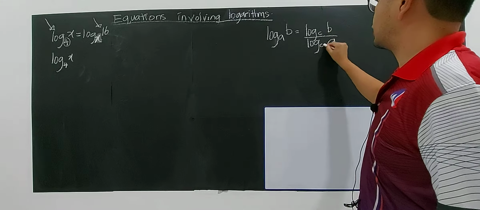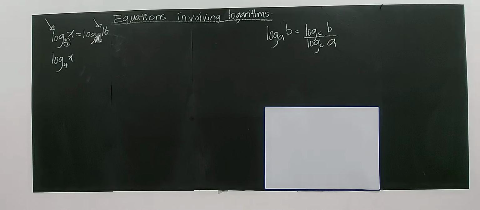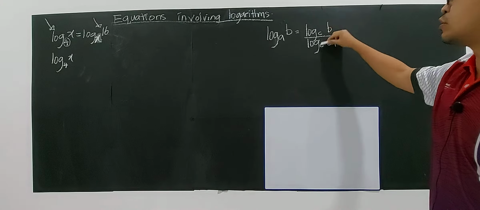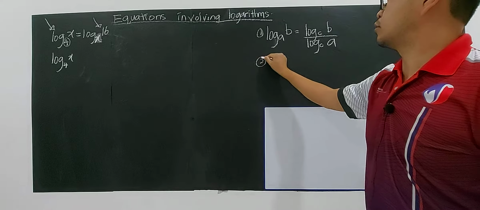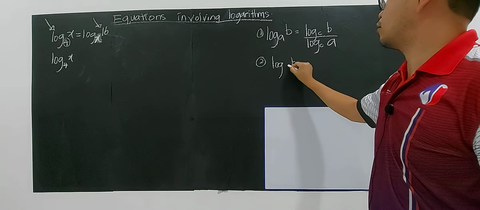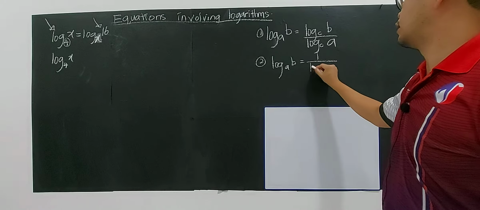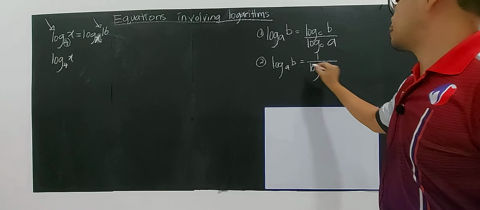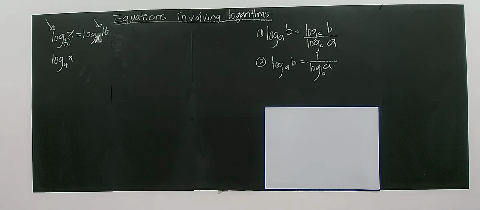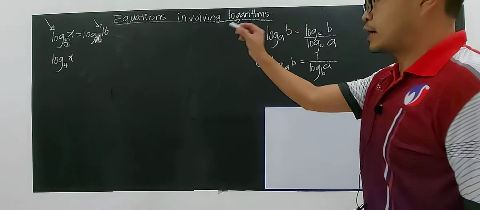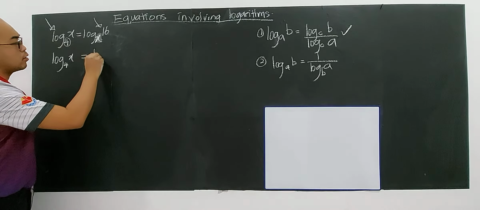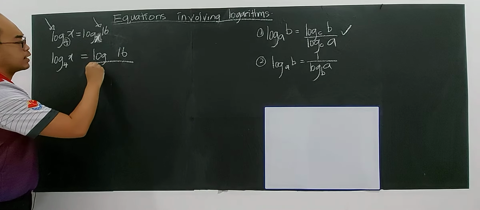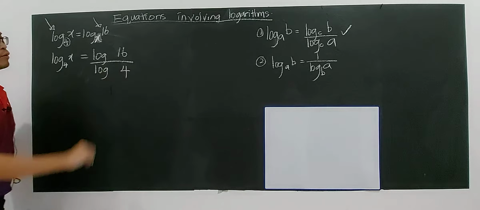Then you change to another base c, any base that is suitable to simplify the log. This is the first formula. The second formula that you learn is, let's say I have log b base a, you can write 1 over log a base b, where b becomes the base and a becomes the value inside the log, right? These are the only two formulas for changing the base of a log. In this case I may use the first one. So I can rewrite this as log 16 divided by log base 4.